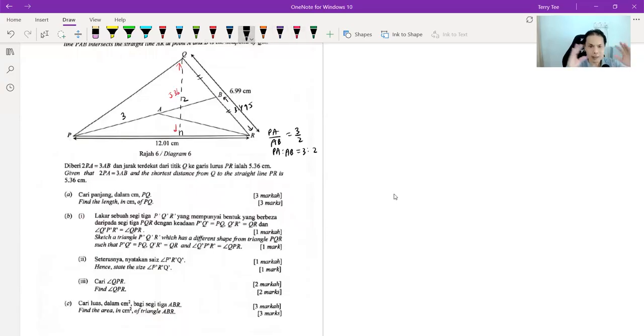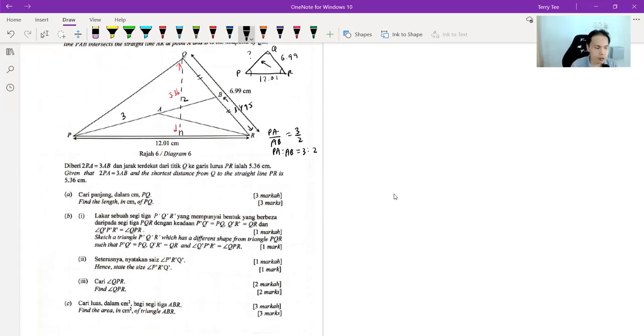Now, if you look at the triangle as a whole, this is my PQR. Let's just draw it like this. I know this length 6.99. I know this length 12.01. I want to find this opposite length. Now, the problem is I don't know this angle. I don't know this angle. I don't even know this angle. So now we can't use sine rule, can't use cosine rule. So I need more information.